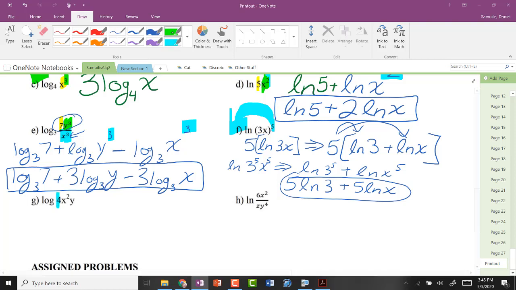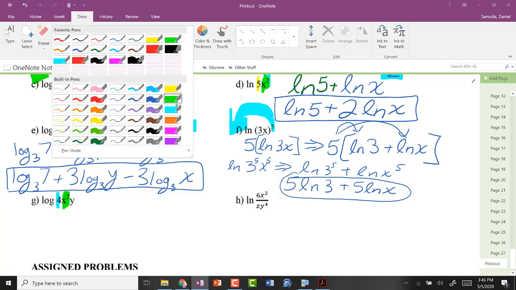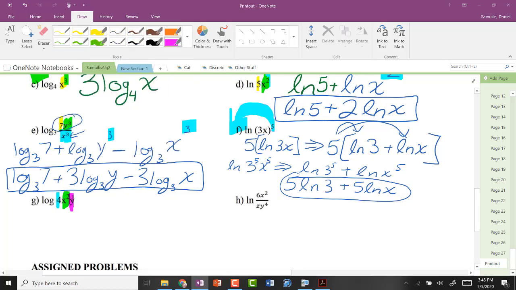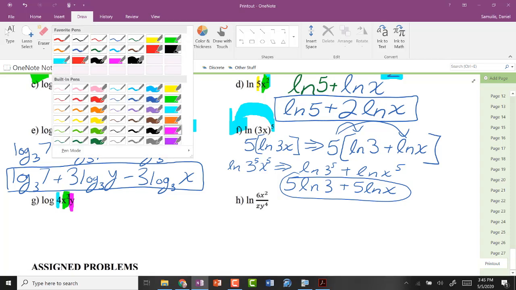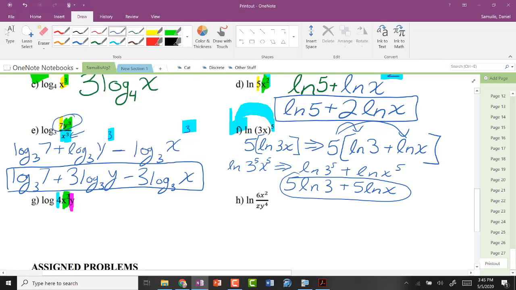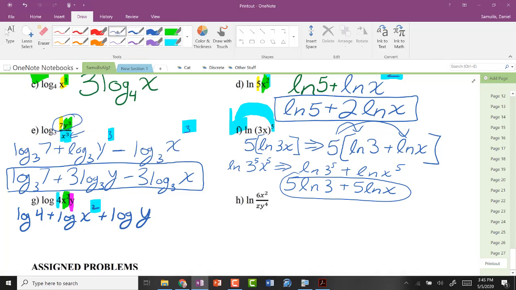Okay, a couple more. Got 1 term, 2 terms, 3 terms. So how many logarithms do I need? That's right, 9. Oh gosh, funny. All right, just kidding. You need 3 logarithms. Log 4 plus log x squared plus log y. Do we have any exponents? Yes, Mrs. Samuelis. Right, we do. We have that too. So let's bring down the 2. 2 log x plus log y.